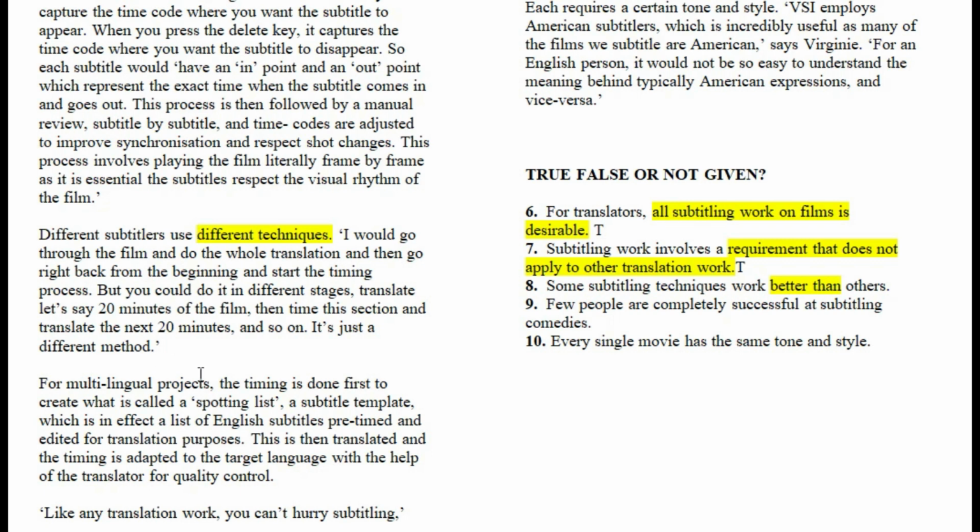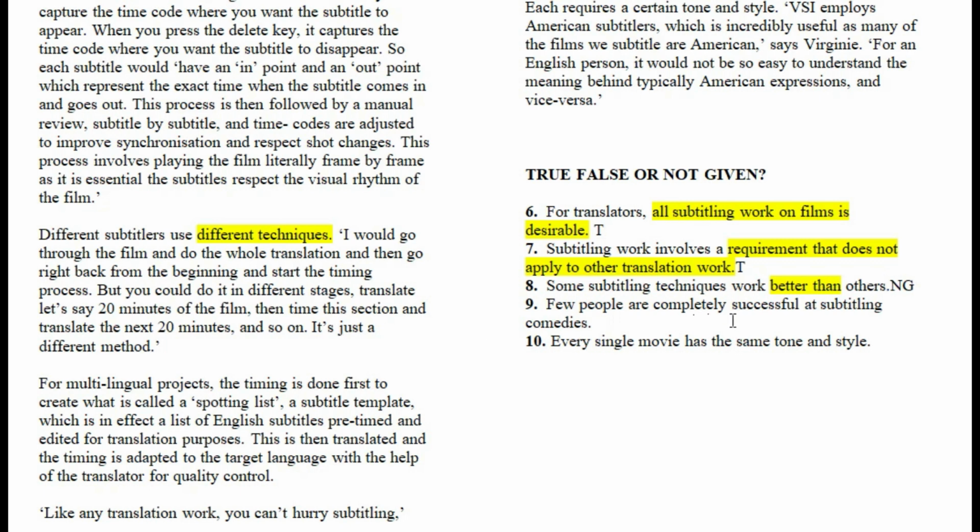But for the next one, in this paragraph, we can see that it just tells about completely different things. So some subtitling templates, translating purposes, quality control, so something different. This one is not given because we can see information about the subtitling techniques, but we can't see the comparison. And what is not given? Not given is when you don't have enough information to answer the question.